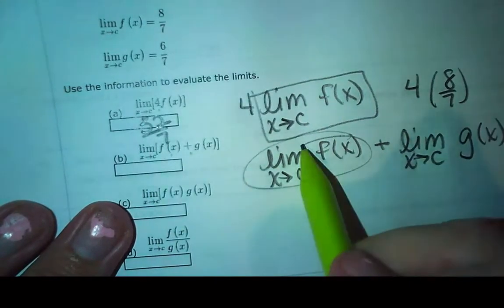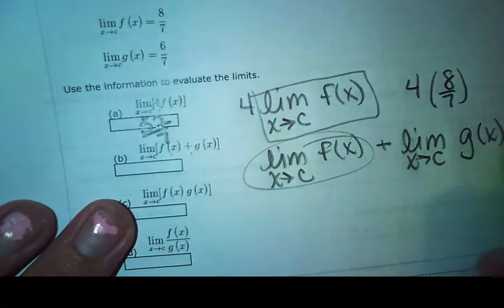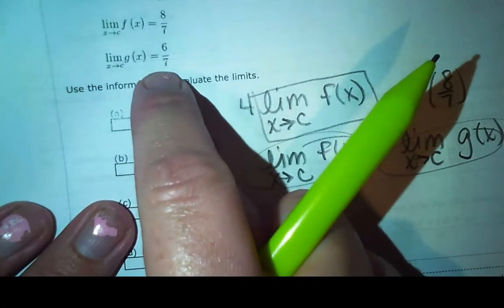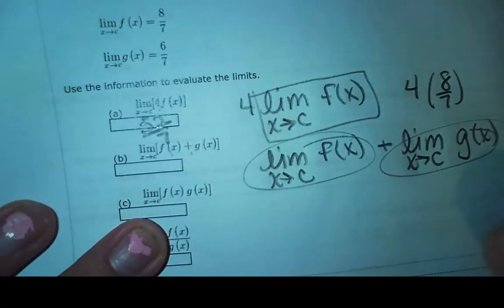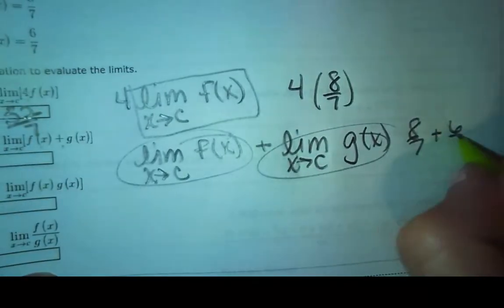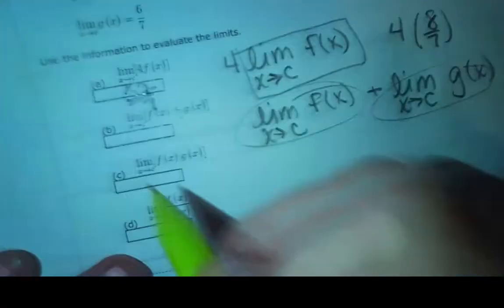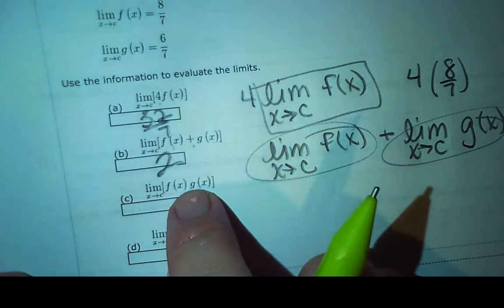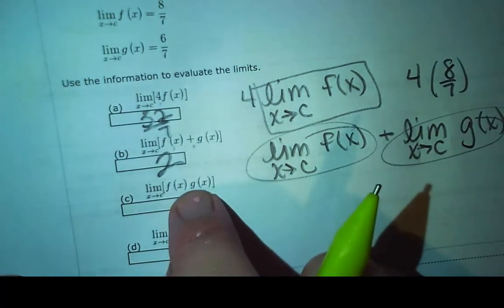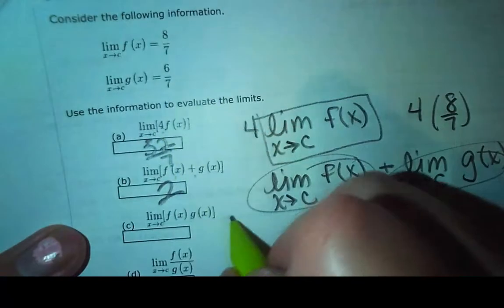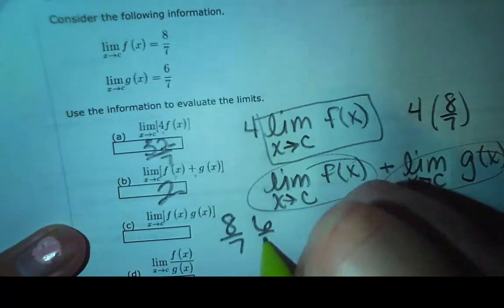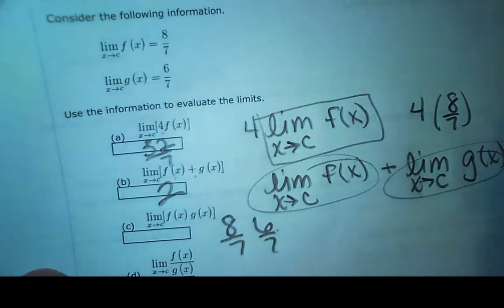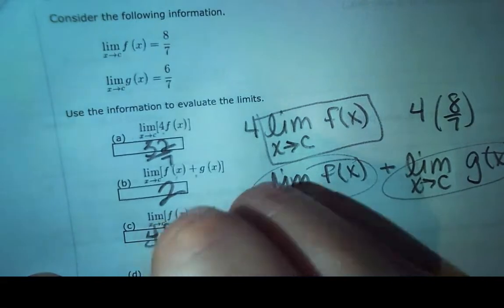So do we know what this is? Yes, we do. It's 8/7. Do we know what this is? Yes, we do. It's 6/7. So what is 8/7 plus 6/7? That gives me 14/7, which is 2. Okay, so what do you think you're going to do here? You're going to take f of x times g of x. Okay, so what is 8/7 times 6/7? 8/7 times 6/7 is going to give you 48/49.